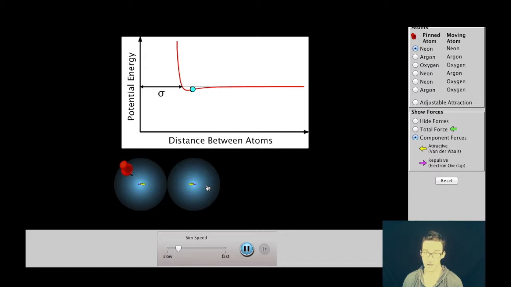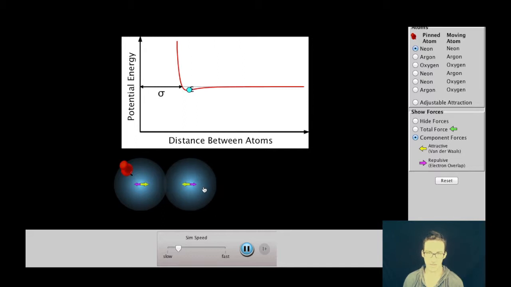As we come together, there's going to be a point at which the electrons in one of the atoms are attracted to the positive nucleus in the other. At the same time, the positive nuclei are going to be repelling one another, and the negative electrons in both atoms are going to be repelling one another. And so we're trying to get a distance at which the potential energy is minimized.